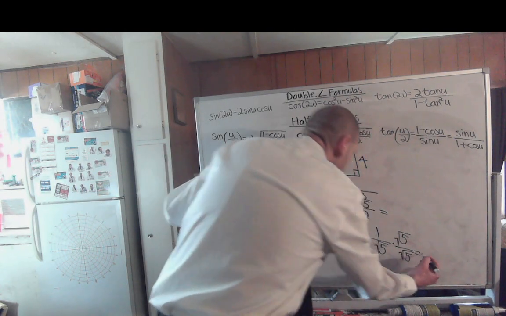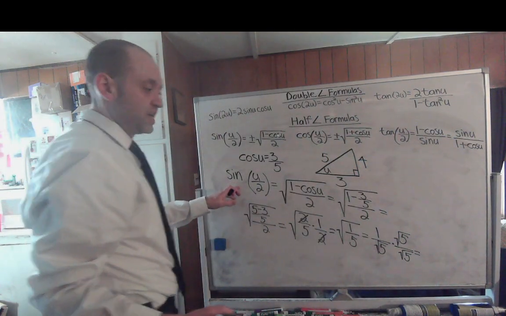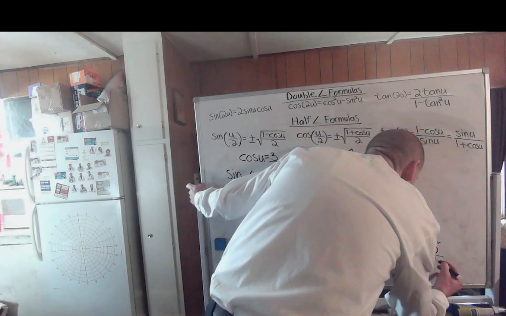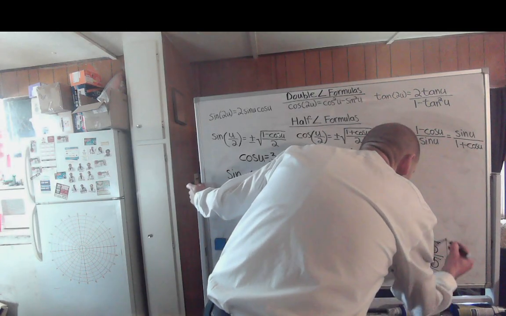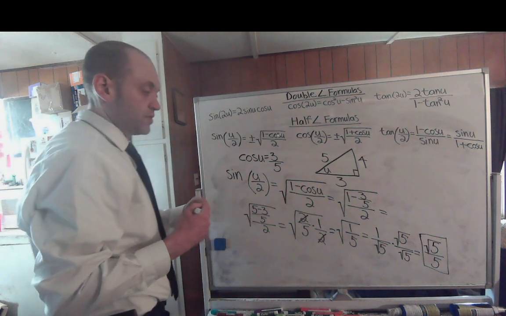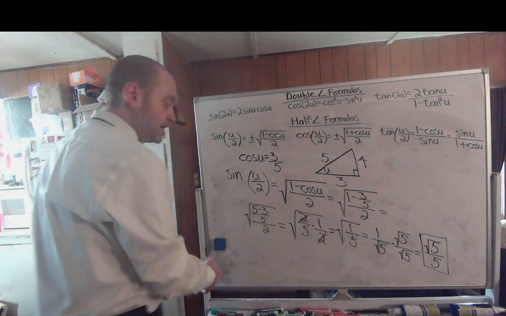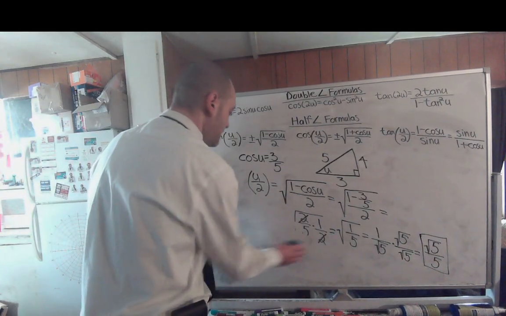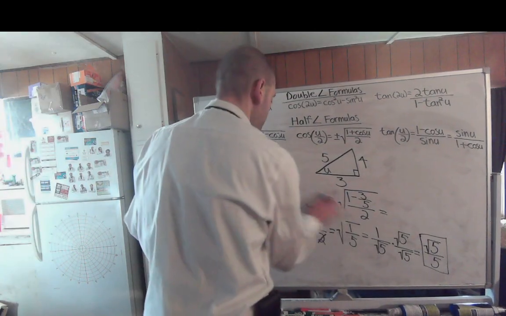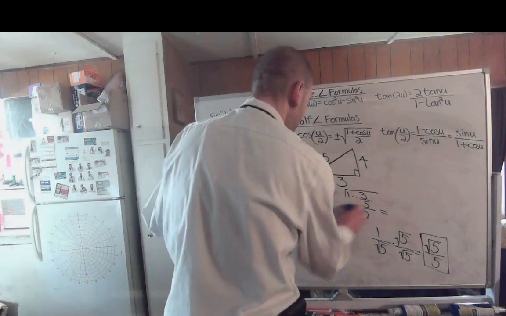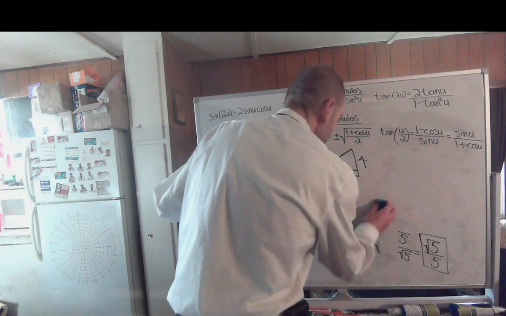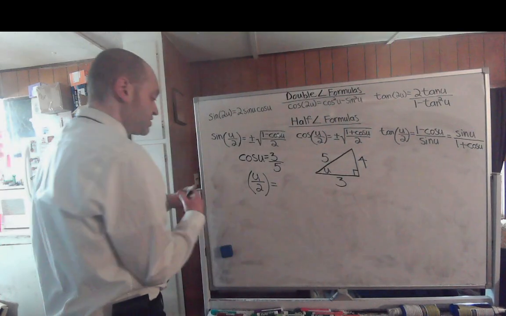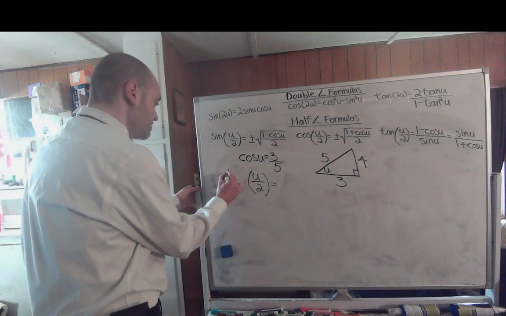So the answer you should get for the sine of u over 2 would end up being the square root of 5 over 5. So that would be for the sine of u over 2. You get the square root of 5 over 5. And of course, we're going to go for tangent of u over 2. So let's find the tangent of u over 2.